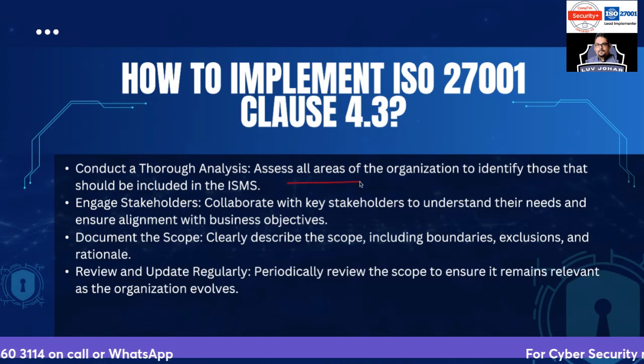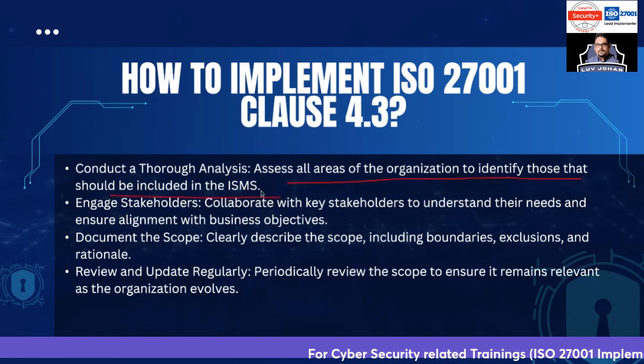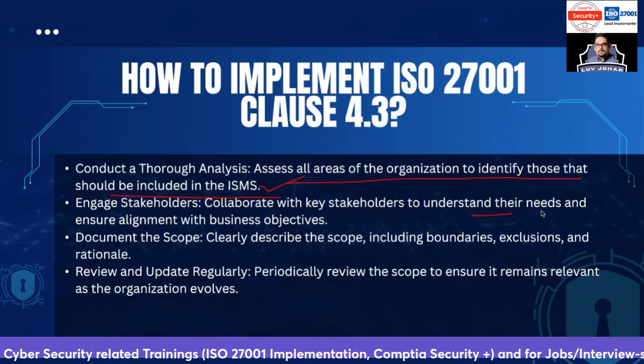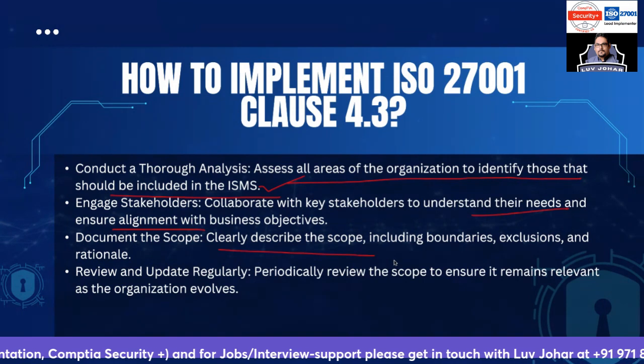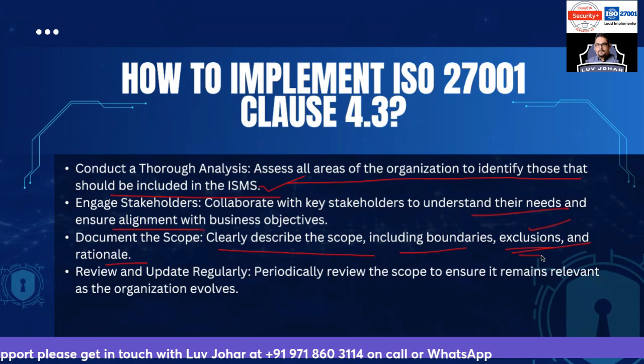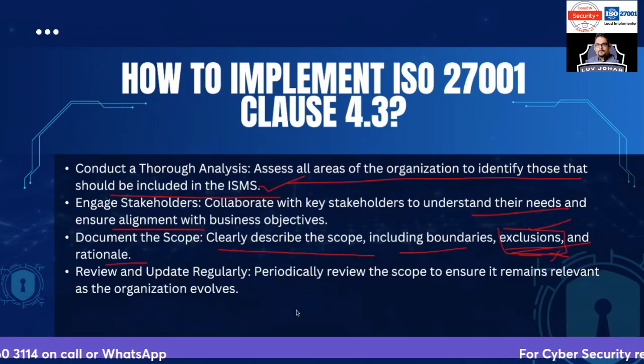Okay, you need to assess all the areas of the organization to identify which are actually included in the ISMS, from an importance perspective, from a business perspective, right? And you need to collaborate with stakeholders in order to identify their needs and expectations. That's where clause 4.1 and 4.2 come into play. Then you clearly define the scope, including boundaries, exclusions, and rationale. What are the exclusions here? Exclusions basically point out all the things which are not included as part of the scope, and they come under the exclusion section, right? You make a note of that.